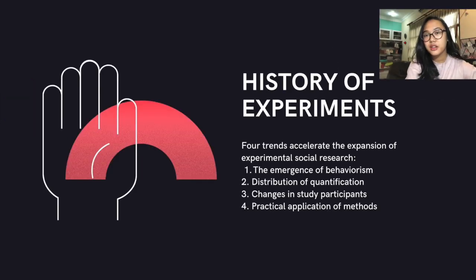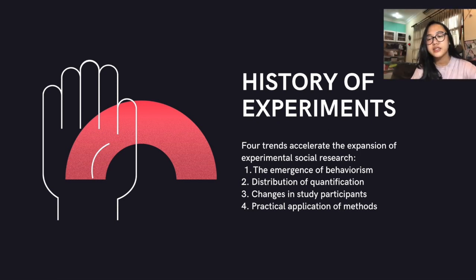From 1900 to 1950, social researchers elaborated the experimental method. So this method has strong roots in various fields, and there are 4 trends that accelerate the expansion of experimental social research. Number 3, changes in study participants. People who are used as participants will change over time. And the last one, the practical application of this method: the use of the experimental method for various applied purposes.